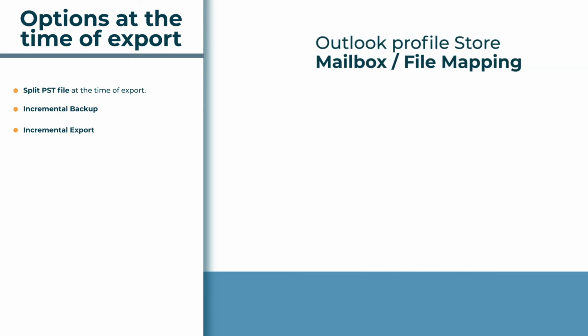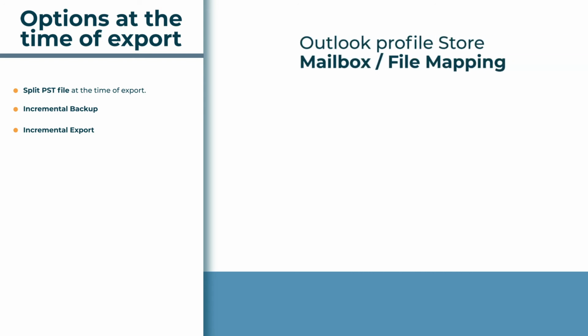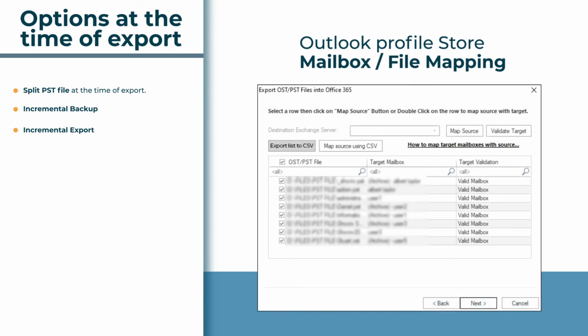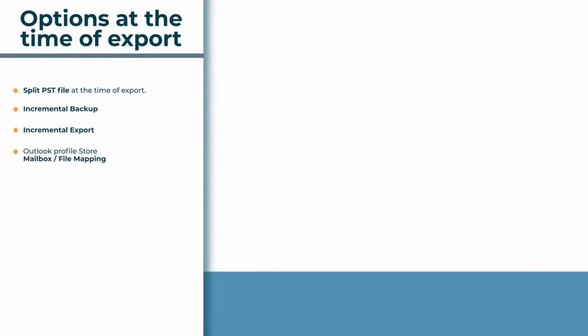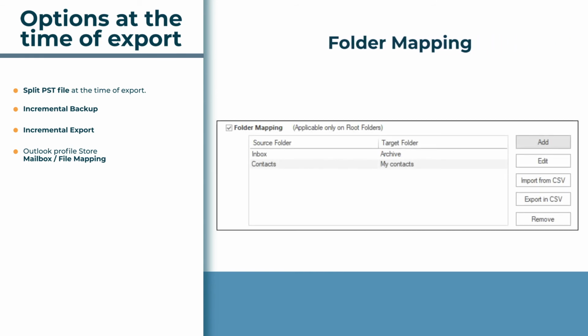The software allows you to map Outlook profile store mailboxes and OST and PST files with targets at the time of export, where you can export the source and target mapping list into CSV format. Users can also map source with target mailboxes by using a CSV file or the map source option. The software also provides an advanced option like folder mapping, where you can export the source folder data into another particular target folder.